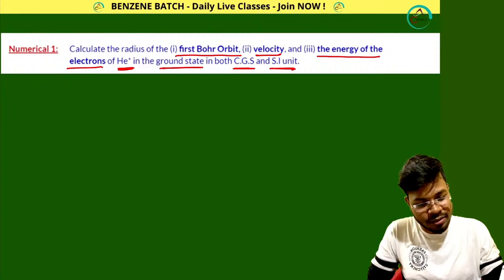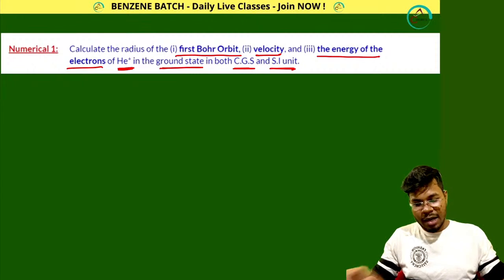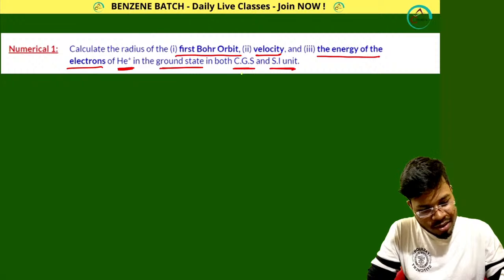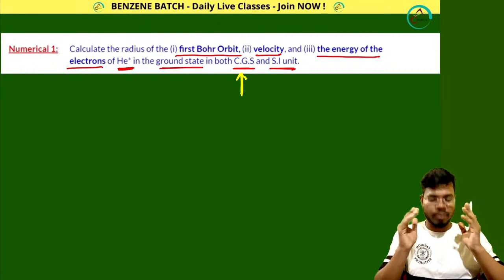How to solve this question? It's very important and very easy as well. So let me solve this question first in CGS unit. I will be solving this question first in CGS unit, because unit conversion is very important over here.